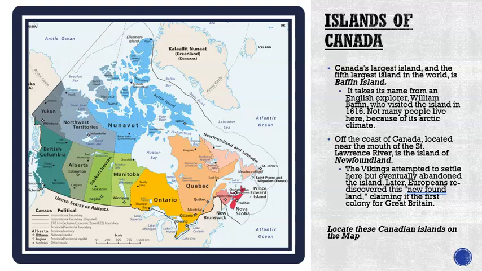There are many islands in Canada. Specifically, we're going to highlight Baffin Island and the island of Newfoundland, just right here. Baffin Island was discovered in 1616, and not many people live here because of its Arctic climate. Newfoundland was originally found by the Vikings, but later Europeans rediscovered this newfound land, claiming it for the first colony of Great Britain.